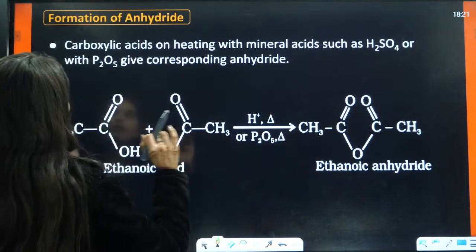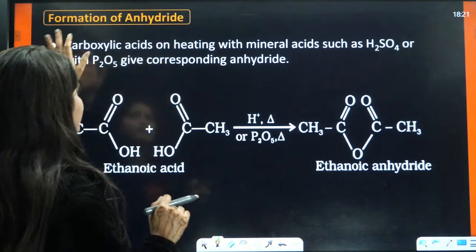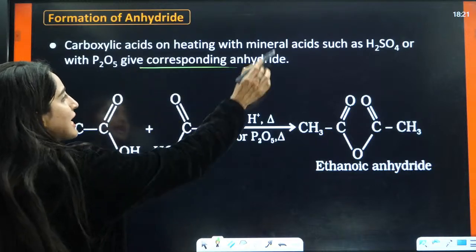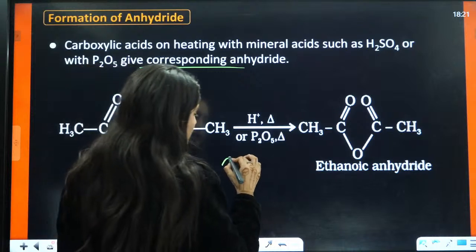So that is the first reaction. Carboxylic acid heated with mineral acids such as H2SO4 or with P2O5 gives the corresponding anhydride. So basically these are good dehydrating agents.